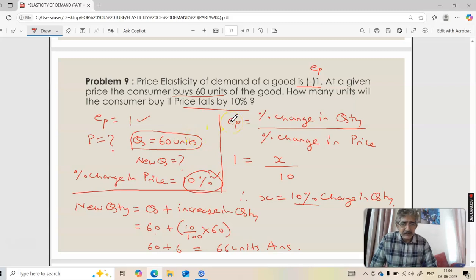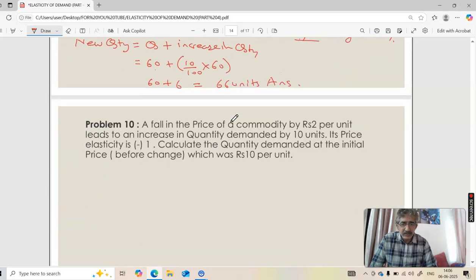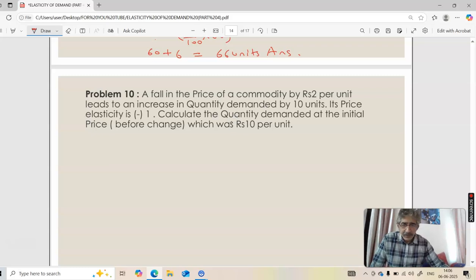And then repeat this. Let's proceed with problem 10 now. A fall in the price of a commodity by rupees 2 per unit. That means decrease in price is given. Change in price is rupees 2, leads to an increase in quantity demanded by 10 units.